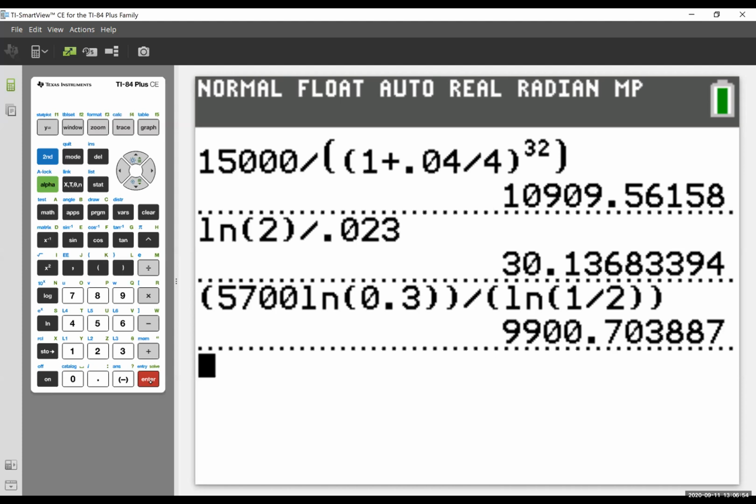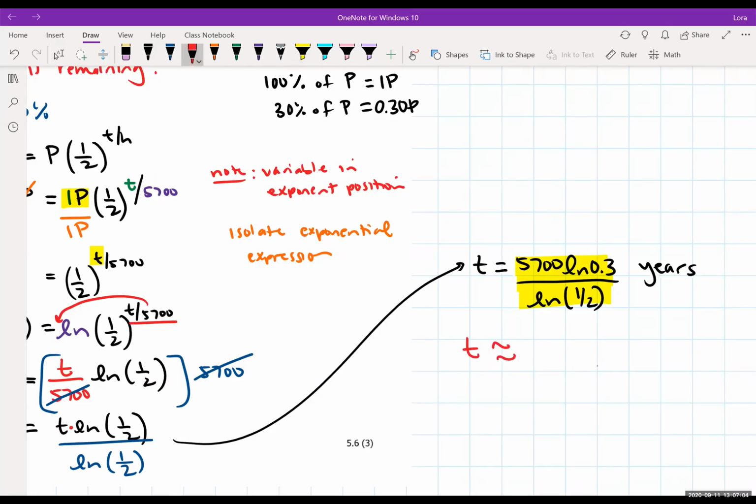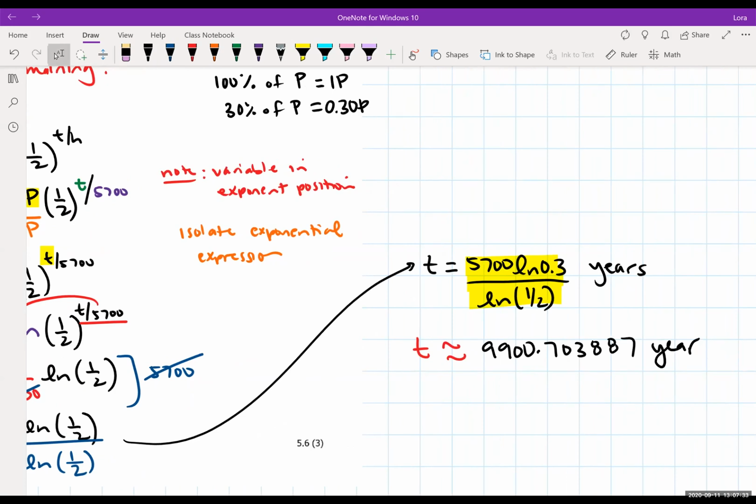So we have something like 9,900.703 something. So I'll show the approximation. So we have 9,900.703887. And we're talking about years. Depending on how accurate we want to be, you just want to make sure you're indicating that it's not a clear 9,900 years. So probably we would be okay with rounding to the nearest tenth or so. So 9,900.7 years.